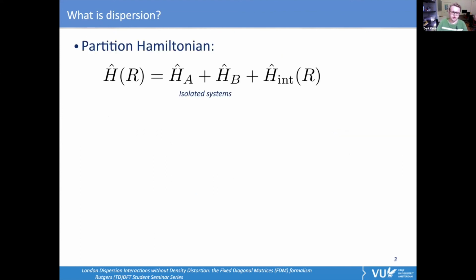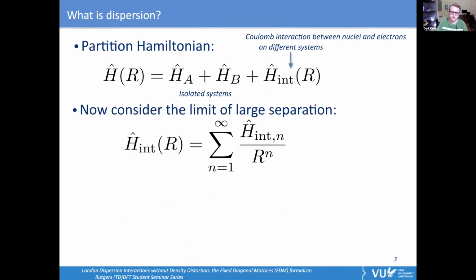So how do we treat this formally? We partition a Hamiltonian in 3 parts: the 2 parts corresponding to the isolated systems A and B, which are many-body Hamiltonians including the Coulomb interaction between the electrons in that system, and a remaining term which corresponds to the Coulomb interaction between the nuclei and the electrons on the different systems. This depends on the distance between the 2 systems. Again, considering the limit of large separation, we get this Hamiltonian as a power series in 1 over r exactly.